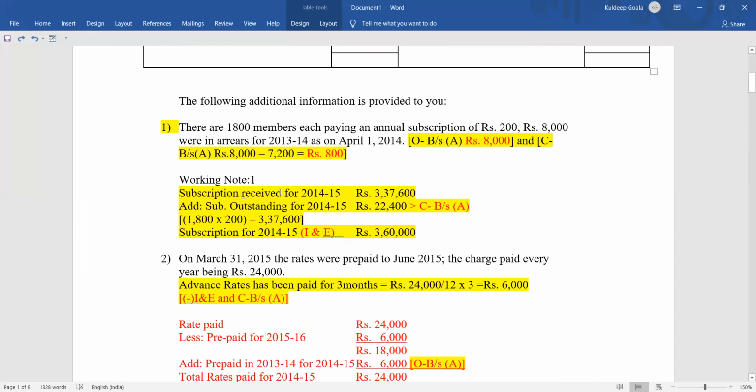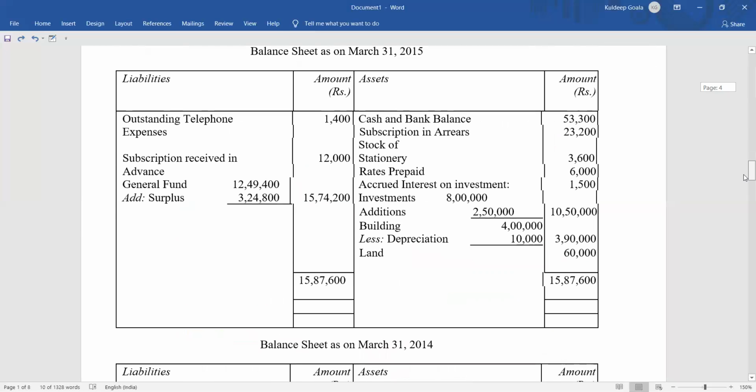Yes, in the subscription we have subscription outstanding for 2014-15 of 22,400. So this will come in the closing balance sheet, asset side. We'll start with that, the closing balance sheet.